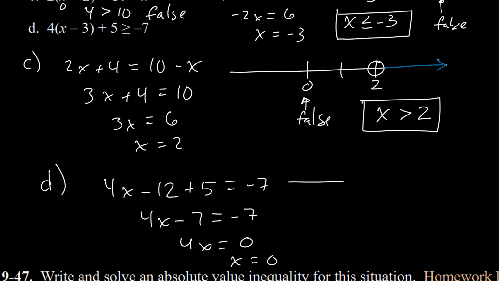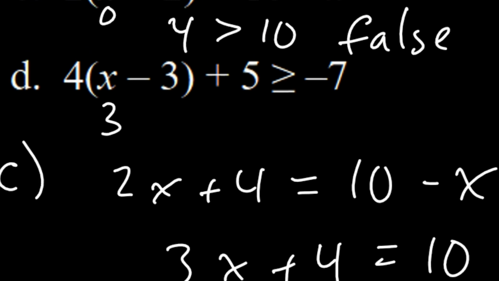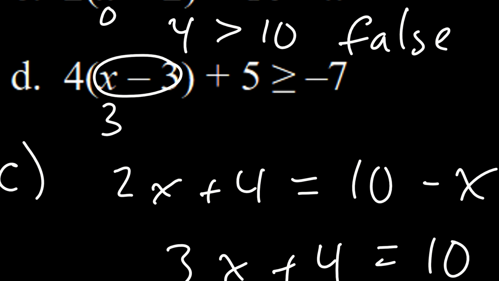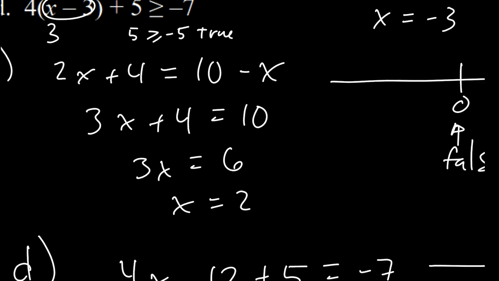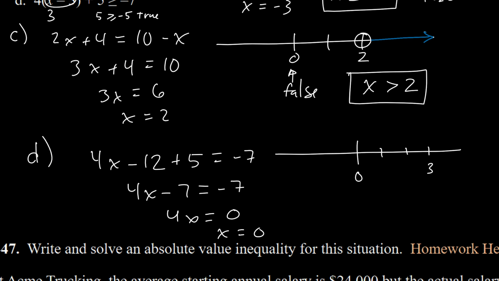So that means I can't use 0 as my test point this time because I am at 0. So I'm just going to test 1 point to the left or right. I guess actually testing positive 3 would be nice. So I'm going to test positive 3 in this. When I put 3 into this inequality, this is going to become 4 times 0, right? 4 times 3 minus 3 is 0, so that's going to be 4 times 0 is 0, so I've got 5 is greater than or equal to negative 7. Well, that's true, right? 5 is greater than or equal to negative 7, so that means for this particular one, I am going to the right.